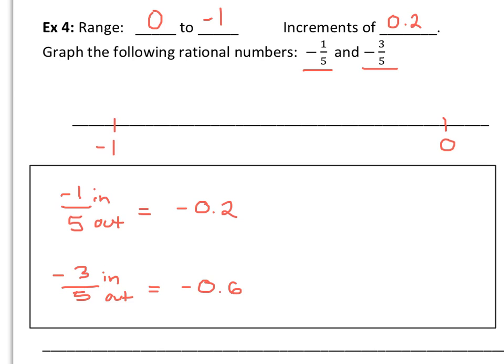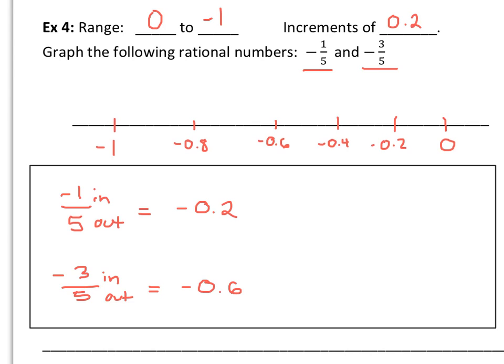So now that we can do our number line, let's start off with 0 on the far right and negative 1 on the far left. And we're going to jump in increments of 2/10. So here's negative 2/10. Let's jump another negative 2/10, so that will take us to negative 4/10. Jump another 2/10, which would be negative 6/10. Jump another 2/10, which would be negative 8/10.